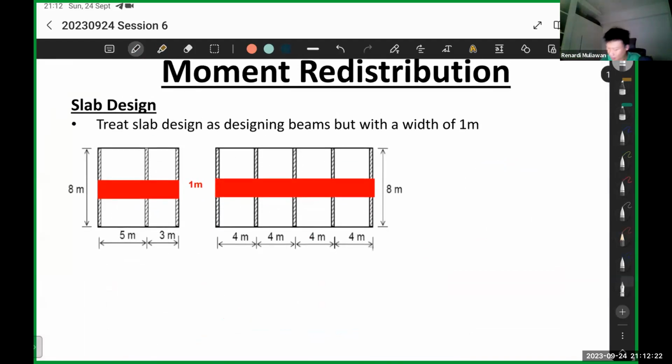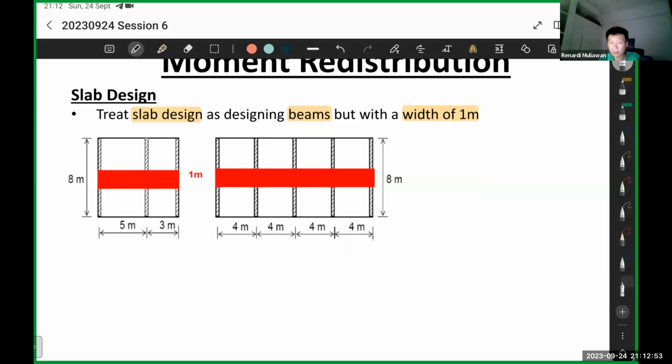But before that, if you design a slab, it's quite similar to beams. So you design a slab as a beam, but with a width of 1 meter. What I mean is, let's say this is your slab. You can imagine just taking a 1 meter portion of it. Because a slab is usually very wide, very long, we just assume per meter, and we treat that 1 meter of the slab as a beam.